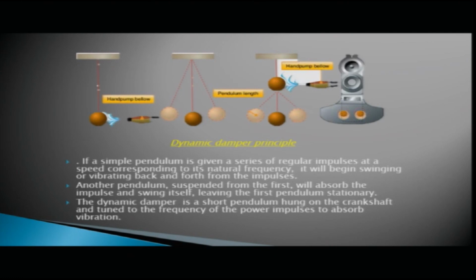The dynamic damper is a short pendulum hung on the crankshaft. So, the dynamic damper is a short pendulum hung on the crankshaft and tuned to the frequency of power impulses to absorb vibration. So, this is how these dynamic dampers dampen the vibration.